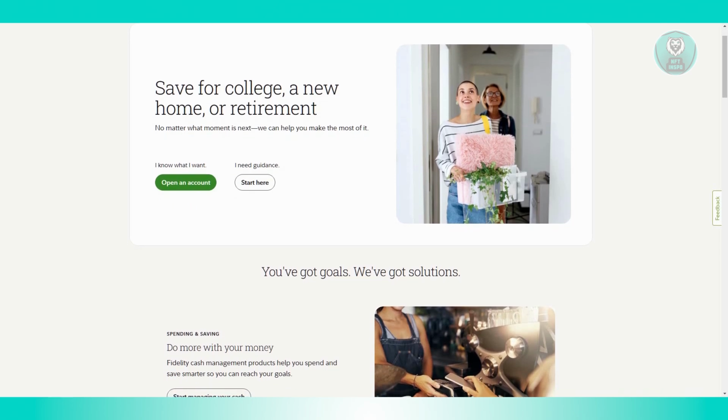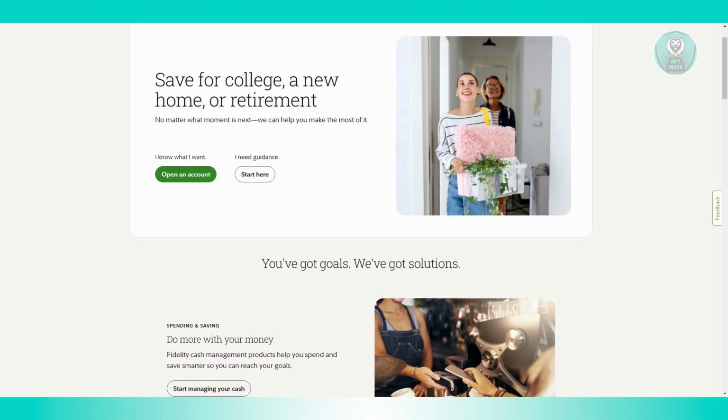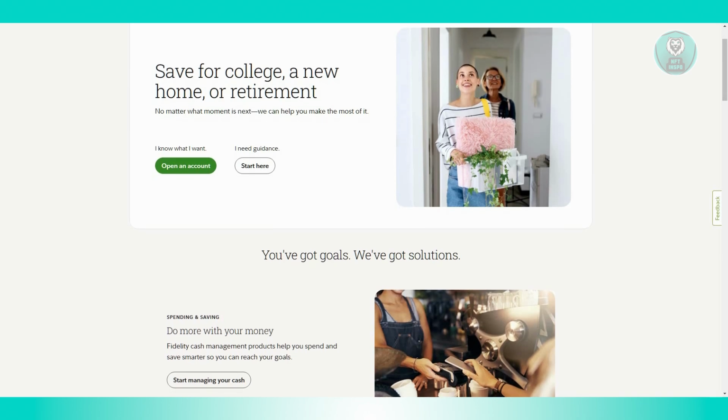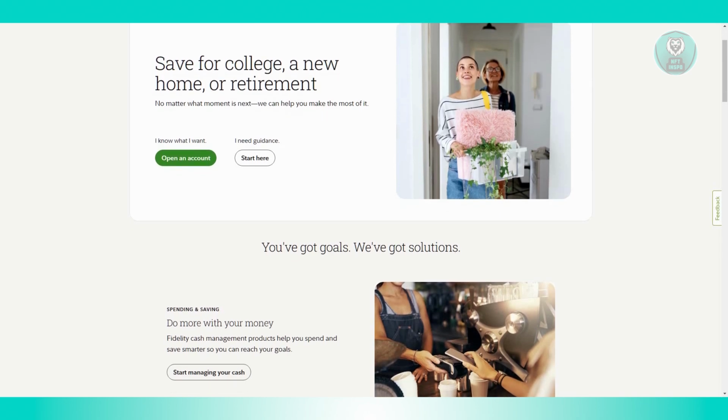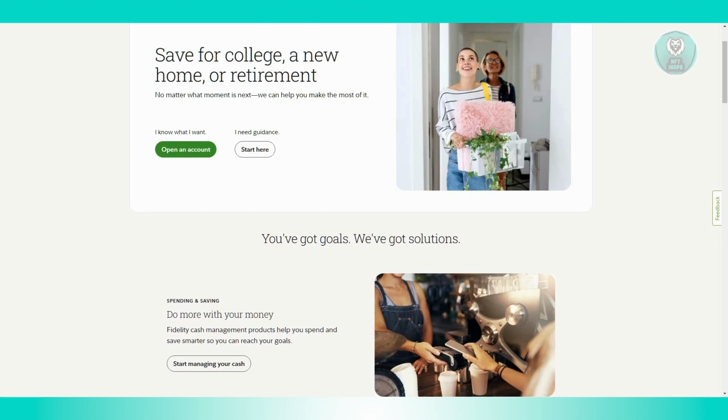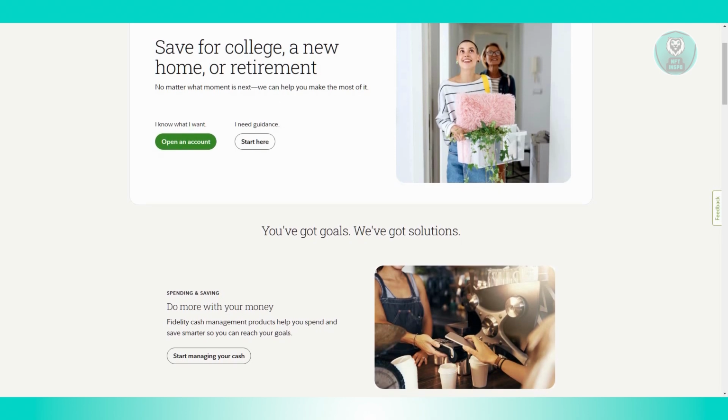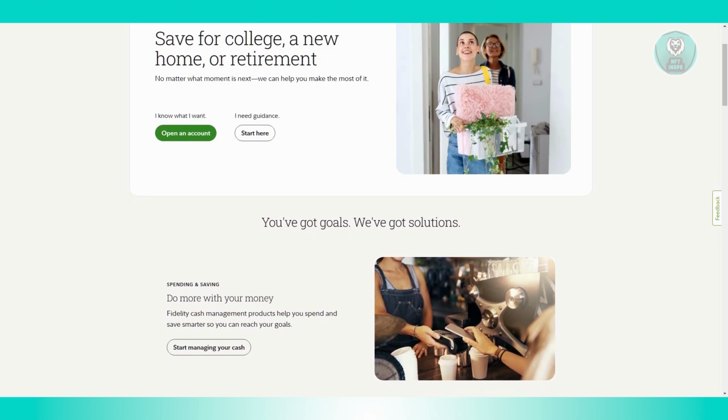This account is offered by Fidelity Investments, a huge financial firm known worldwide, even though it's technically a brokerage account. It works a lot like a checking account. So in this case, let's see some pros and cons and their features.